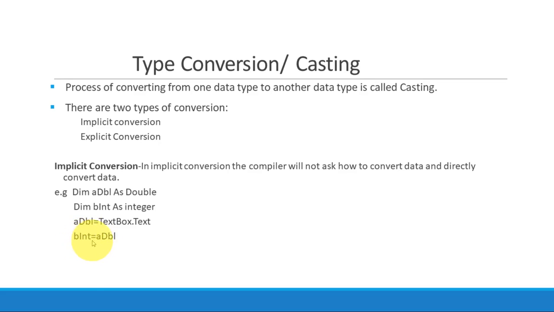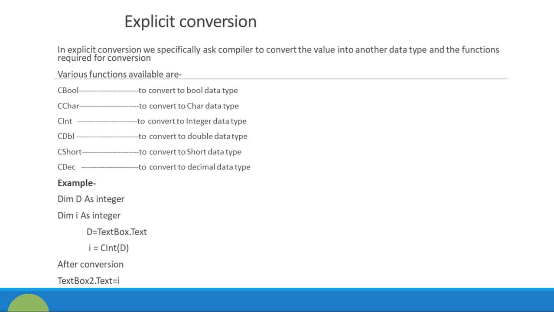So this b int will order. The data 10.33 will automatically get converted from double to integer by simple assignment. There is no need to make use of the functions. So this is called implicit conversion. Now, let's have a look at the explicit conversion.